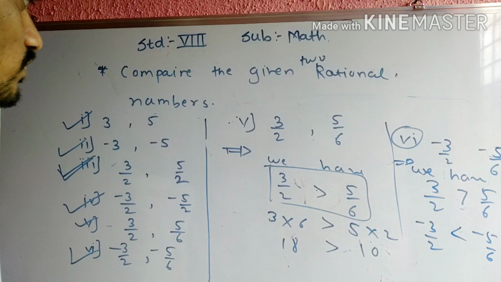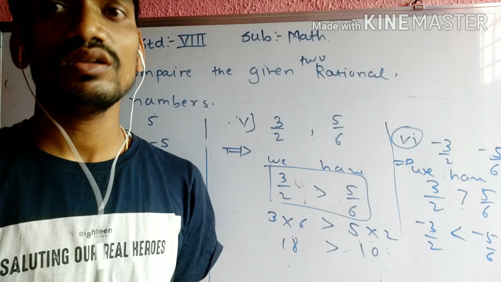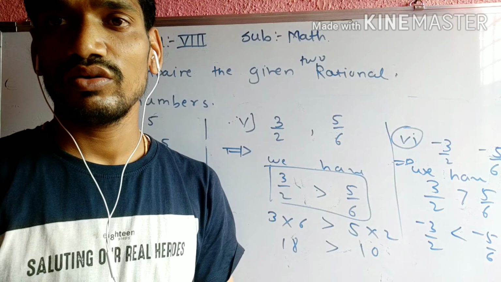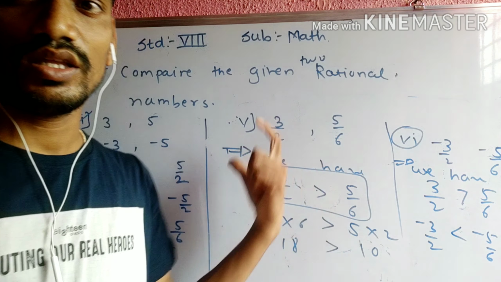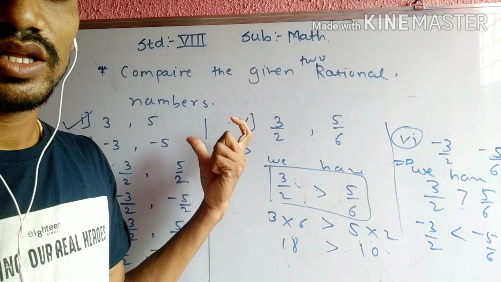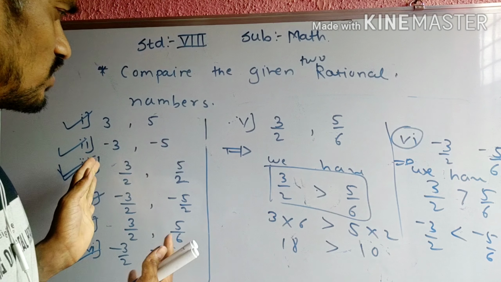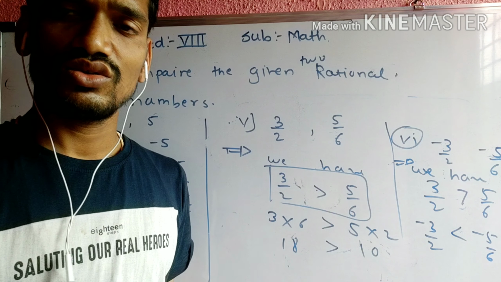In this way, we have discussed the comparison of rational numbers and its examples. You can solve practice set 1.2, 1.1. In that practice set we have given examples, so you can solve them easily.